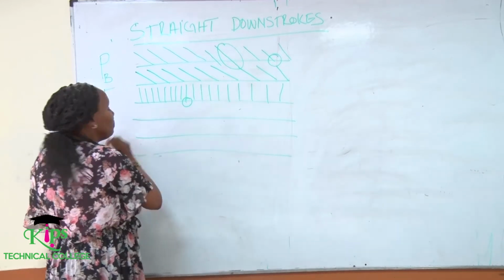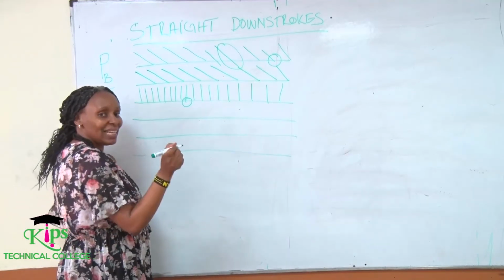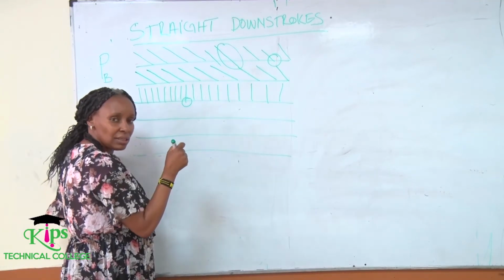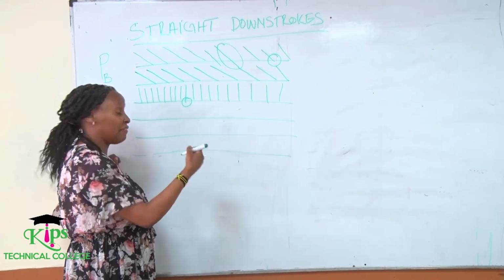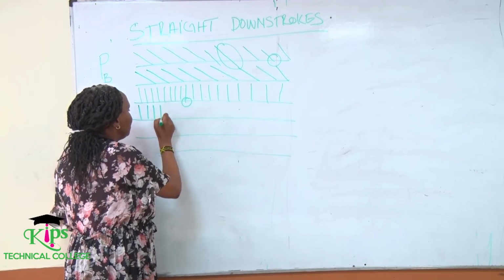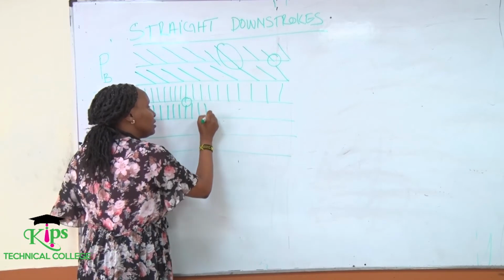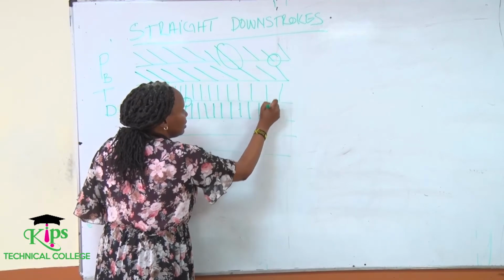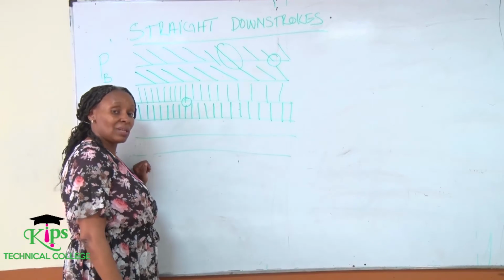So we've got T, then we've got D. D is heavy, because T, D, the sound is heavy. So we've got D, D, D, D, D. Okay? So that's D.